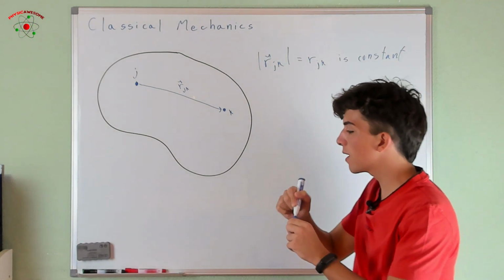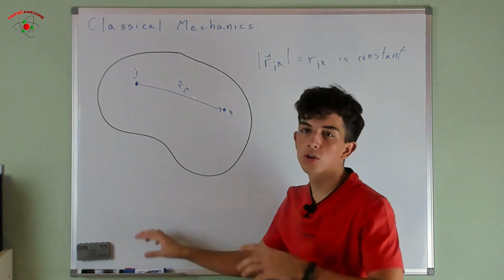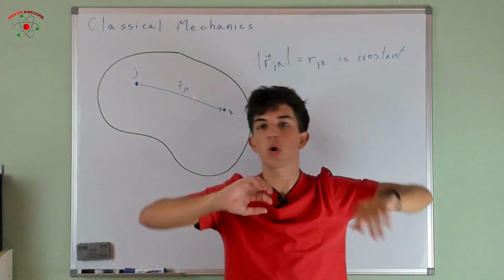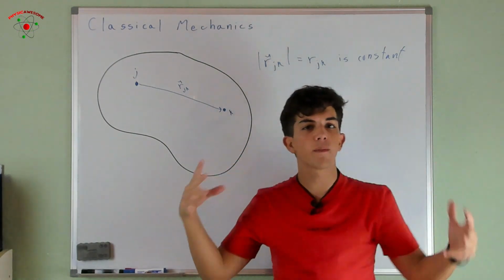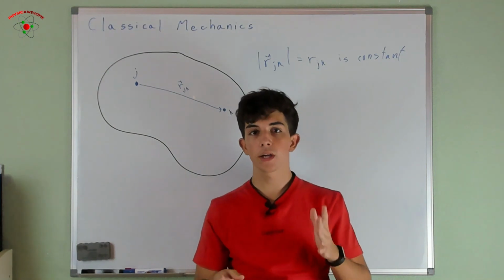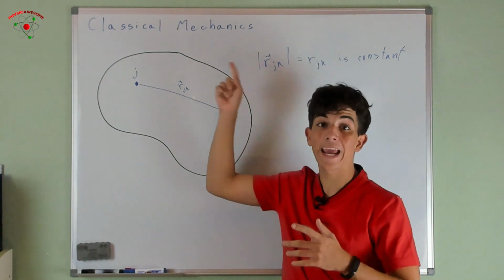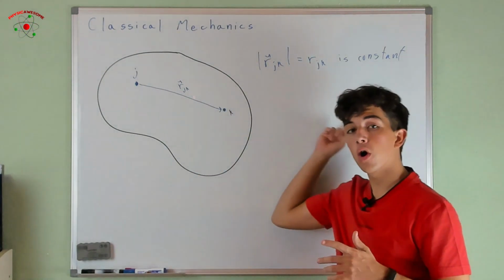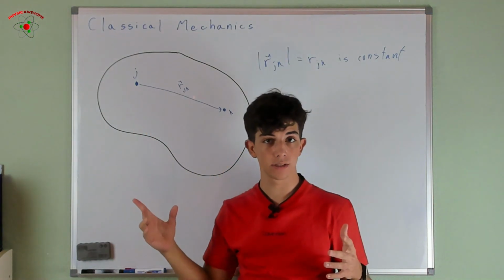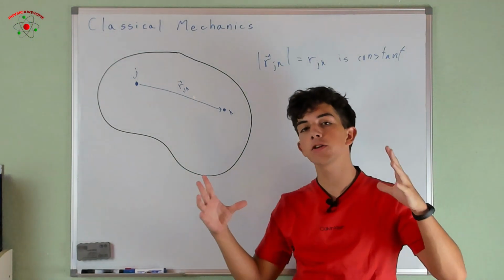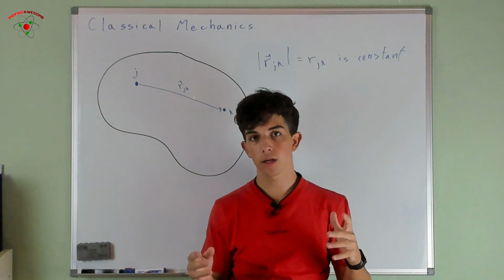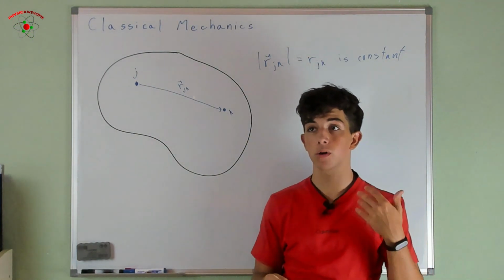So no matter what happens to this body, you throw it, you move it from here to China, you throw it into space, you put it in a vacuum, it doesn't matter. The condition for it to be a rigid body is that these 2 points, and any point in general, so this is for all j and for all k, must stay at the same distance. That is, the body cannot be deformed, compressed, stretched in any way. And that will help us with our calculations.